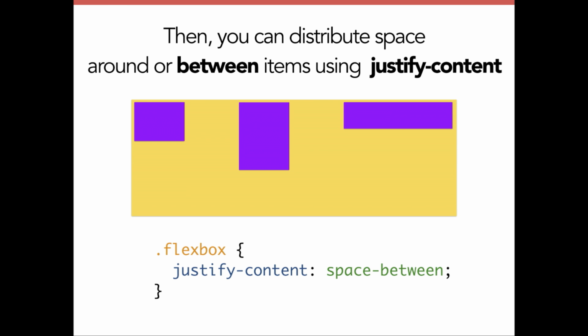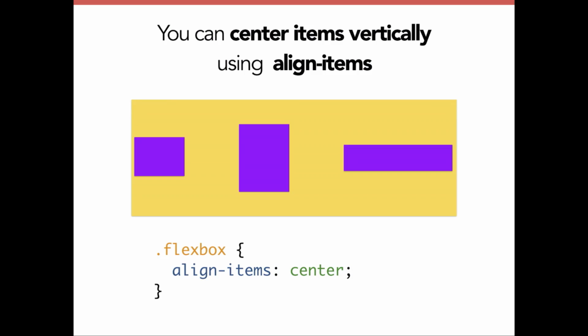Now, there is another property called align items, and with this property on the flexbox, you can vertically center all the items, even if they have a different height, which is really cool, because that was really hard to do in CSS back in the day. If you have items with different heights and you want them centered vertically, it's really hard to do. And just align items center, and boom, that's it.